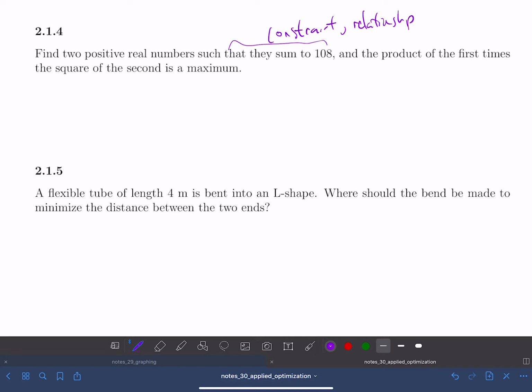So that I can go from two variables to one, because we only know how to do one variable optimization in this class. And then I've got the product of the first times the square of the second. That's omega maximum. Maximize omega equals x times y squared.